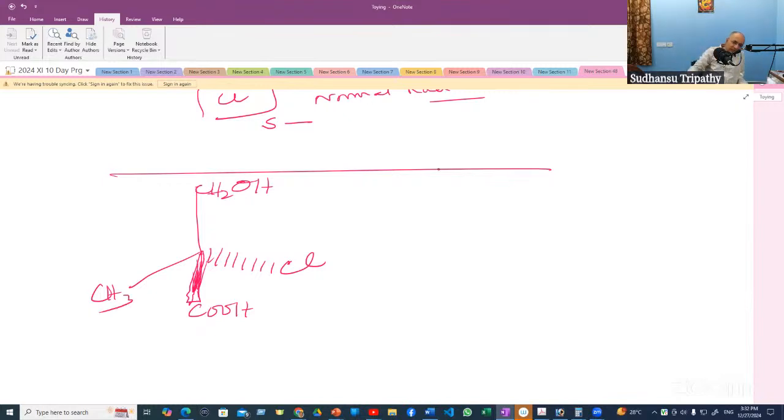So the chiral center is bonded to 4 different groups. It is dissymmetric. The 4 groups are chloro, carboxy, hydroxymethyl, and methyl.